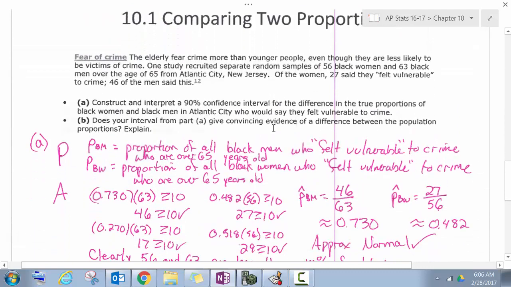Alright, the elderly fear crime more than younger people, even though they're less likely to be victims of crime. One study recruited separate random samples of 56 black women and 63 black men over the age of 65 from Atlantic City, New Jersey. 27 women said they felt vulnerable to crime, 46 of the men said this. Construct and interpret a 90% confidence interval for the difference in the true proportions of black women and black men in Atlantic City who would say they felt vulnerable to crime.